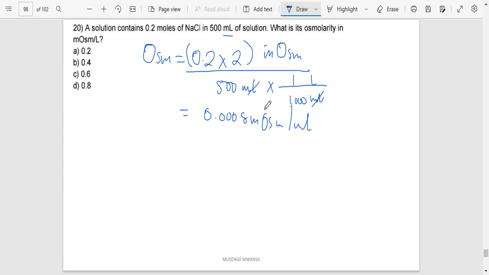What I could have just done is 0.4 divided by 500. These two zeros can cancel these two zeros. So 5 over 10 is 0.5. And this is going to give us 0.8 milliosmol per liter. So that is D.